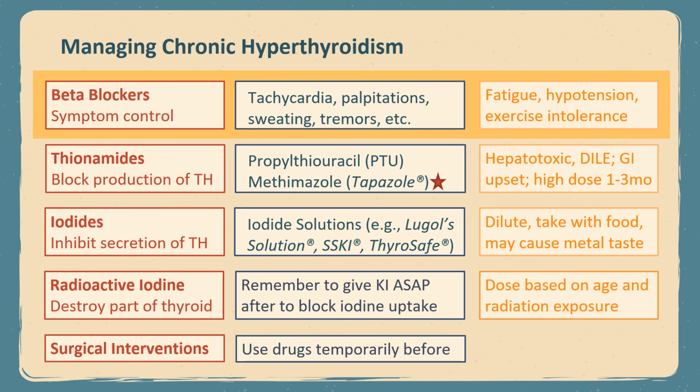So there are a few medications that we can use to manage chronic hyperthyroidism. The first one is beta blockers. These are used primarily for symptom control, specifically for high heart rate, palpitations, sweating, and tremors.